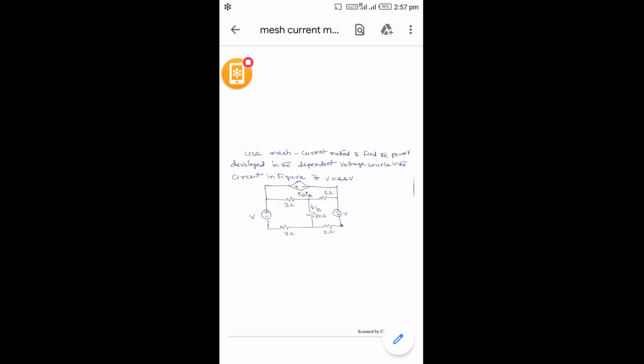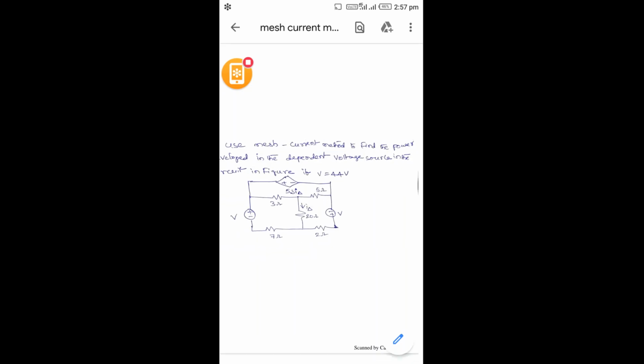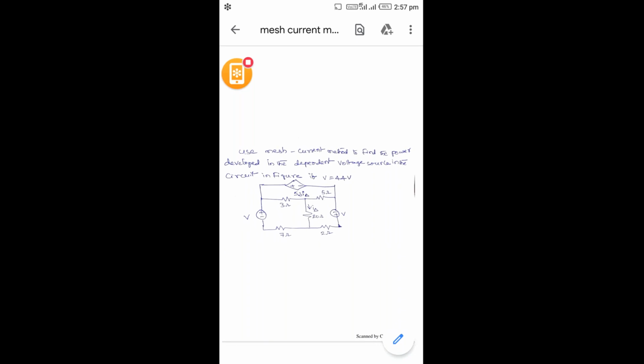You can see the problem. Use the mesh current method to find the power developed in the dependent voltage source in the circuit if the voltage is equal to 44.